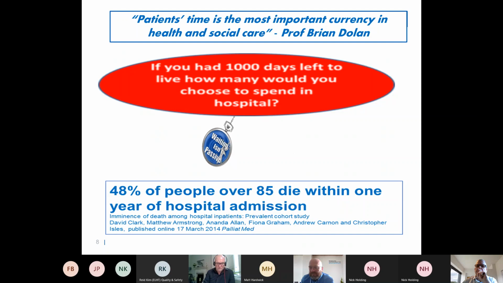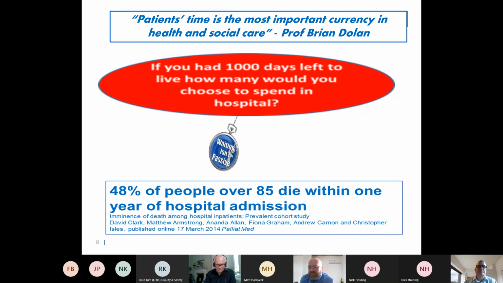And one of the principles here in terms of why this is important, the connection that we can make, is through the valuing of patient time. Again, many of you will be familiar with this and familiar with the work of our friend and colleague, Professor Brian Dolan, around patient time. Patient's time is the most important currency in health and social care. And the key question here is, if you had 1,000 days left to live, how many of those would you choose to spend in a hospital?